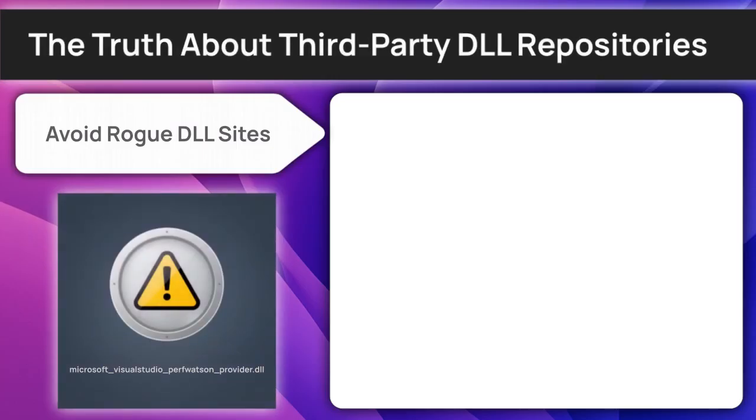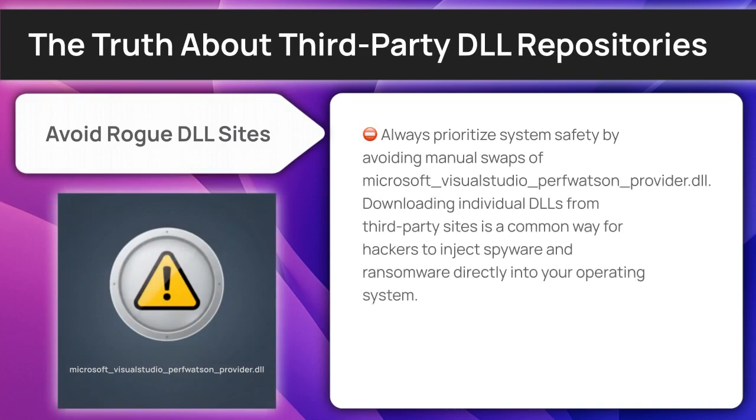A quick professional note on security: sourcing components correctly is just as important as the fix itself. Be aware that manual fixes for Microsoft Visual Studio Perf Watson Provider DLL often create more problems than they solve. Incorrect file versions can cause cascading crashes across other applications, making your PC significantly less stable than before.